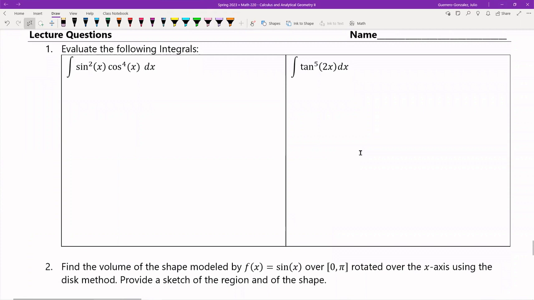I am now going to throw in some nastier concepts. If you take a look at number 2 right there at the bottom, I'm making you find a volume of a shape that now has trig functions in it. Before we weren't able to do these, and now we are. So go ahead, try these out.